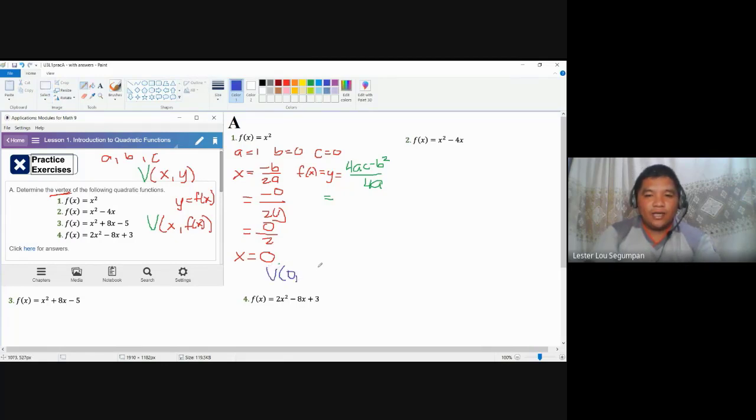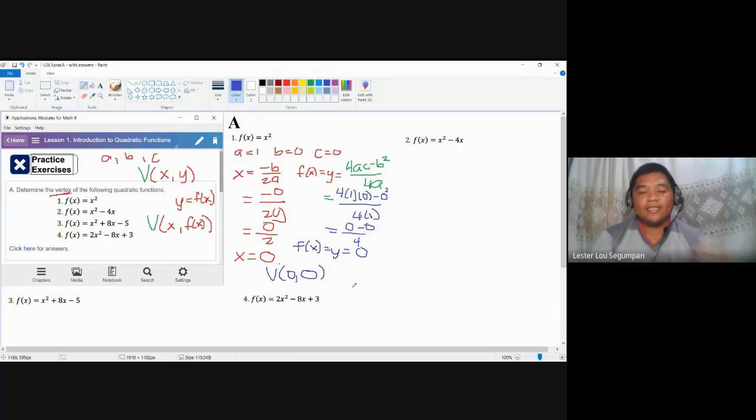So you have 0, and we don't know the value for y, or f of x. We substitute 4 times 1 as your a, times 0, which is c, minus 0 squared, over 4 times 1. So 4 times 1 times 0 is 0, minus 0, over 4. That's the value for f of x, so your y coordinate for your vertex is 0. Therefore, the vertex for number 1 is at (0, 0), the origin of the rectangular coordinate system.